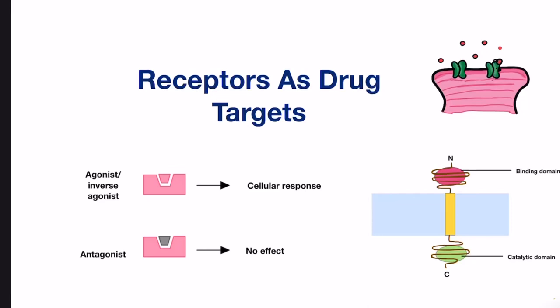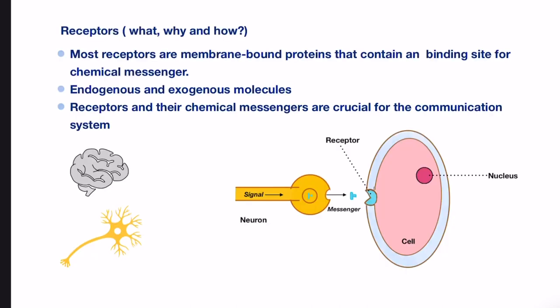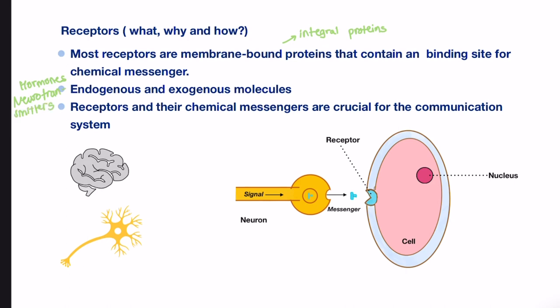Hello and welcome everyone. In today's video, we're going to talk about receptors as drug targets. Receptors are proteins that are mostly membrane bound, or in other words, they are integral proteins, containing a specific binding site for chemical messengers, which can be endogenous molecules, those our body produces, like hormones such as insulin and neurotransmitters like noradrenaline, and exogenous molecules like drugs.